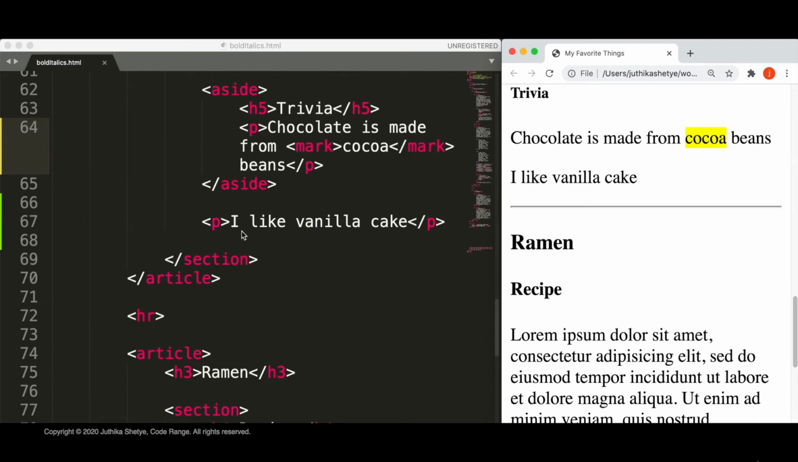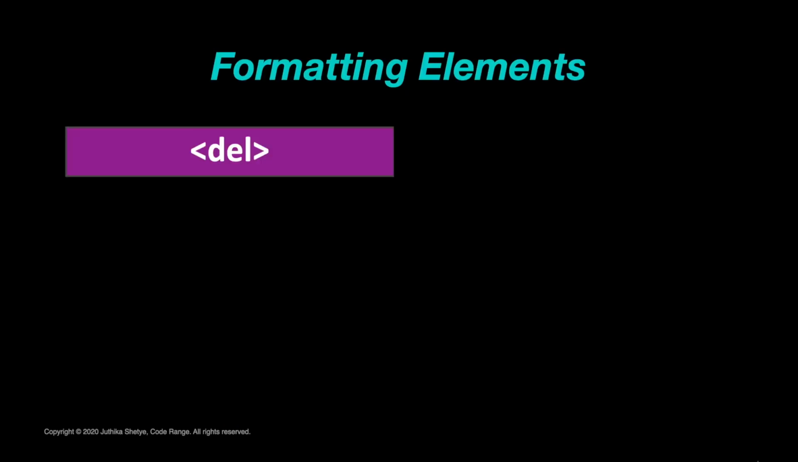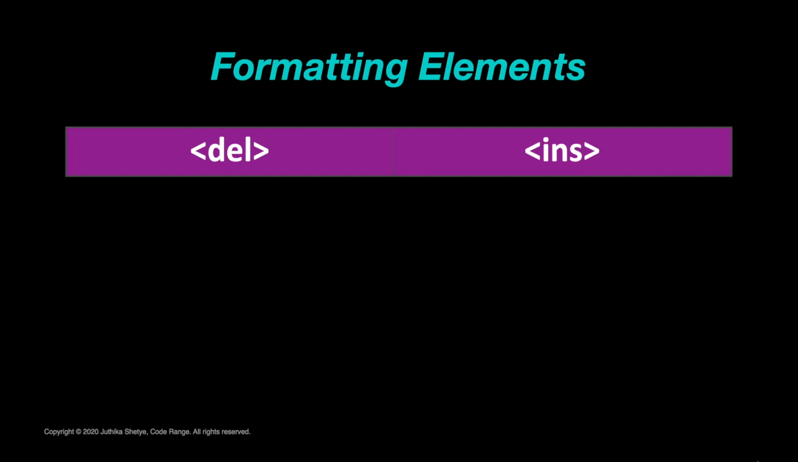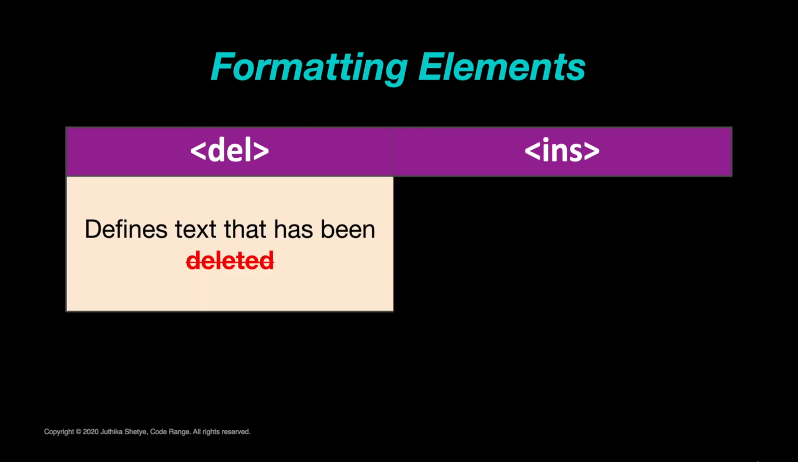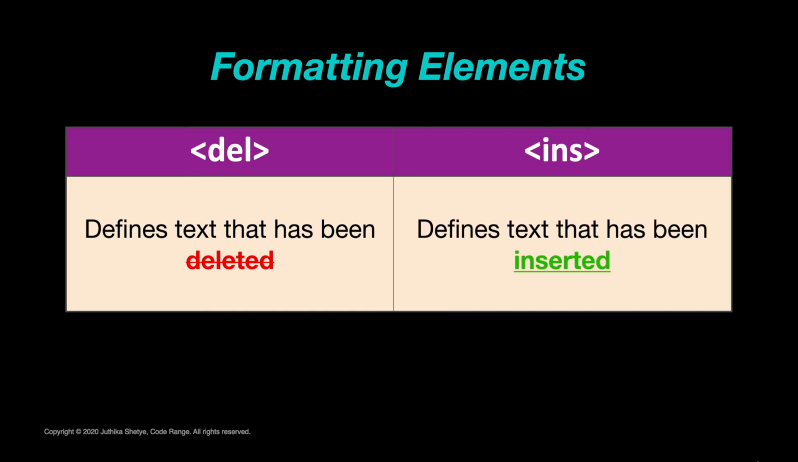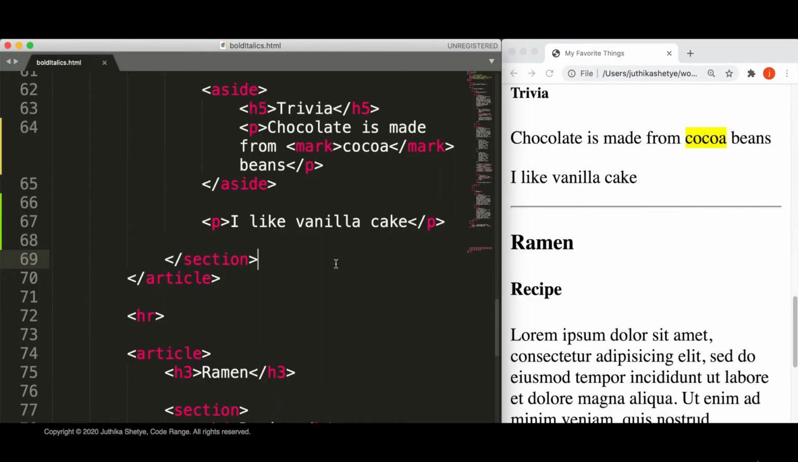Now I have this line here which says, I like vanilla cake, but I like chocolate cake, so I want to edit this line. But I also want the future users of the website to know that I have edited the text here. So in order to do that, in HTML we have two elements, the del element and ins element. The del element defines text that has been deleted from a document, and ins element defines a text that has been inserted into a document. So let me show you how that works.